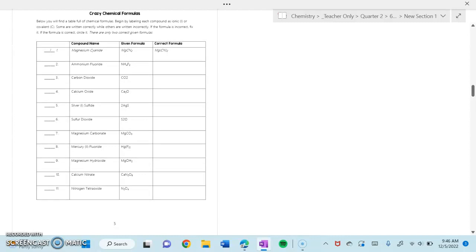So our first one's done for us, magnesium cyanide. And the mistake here is they did not put parentheses around the polyatomic ion. And so there's the correct formula. Ammonium fluoride, also ionic. Looks like they have the wrong charges on these when they did the crisscross method. So ammonium is +1 and fluorine is -1, making this just NH4F, not NH4F2. It would be F2 if ammonium's charge was +2, but that is not the case.